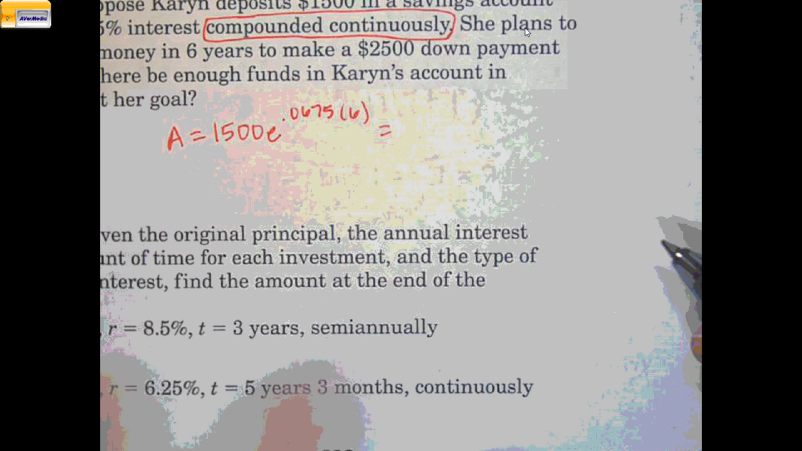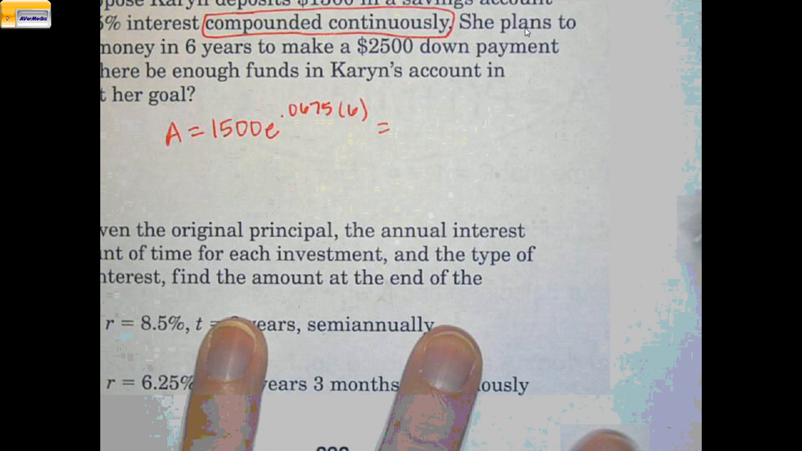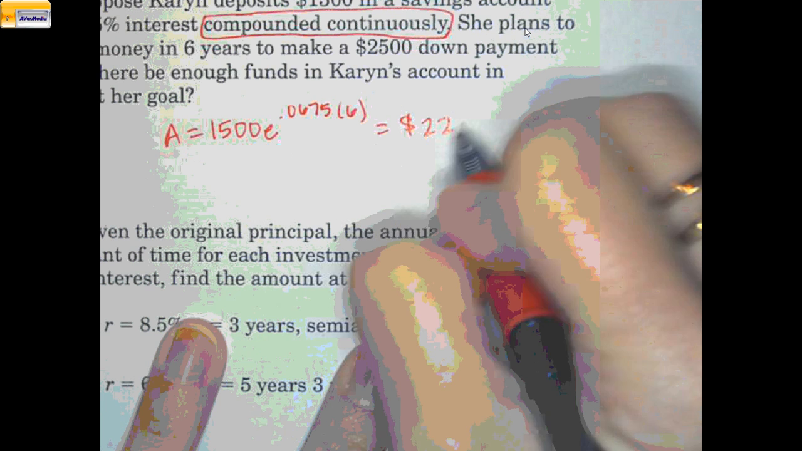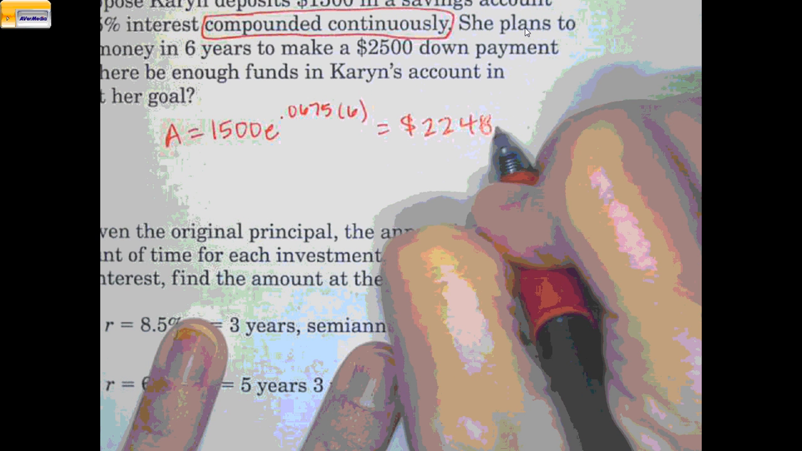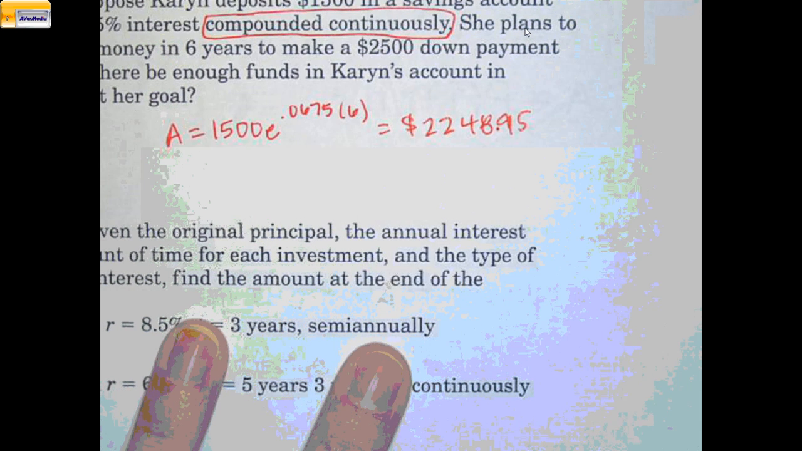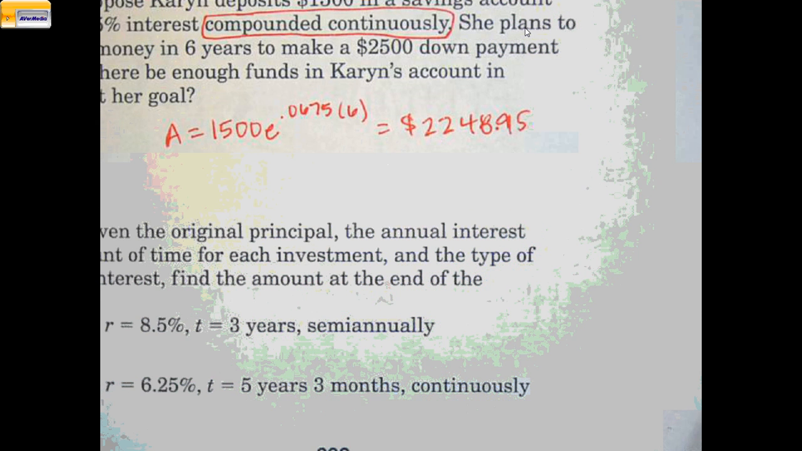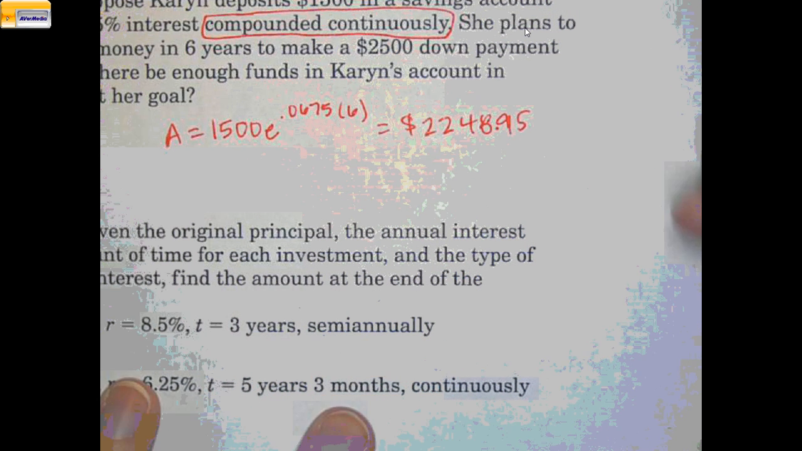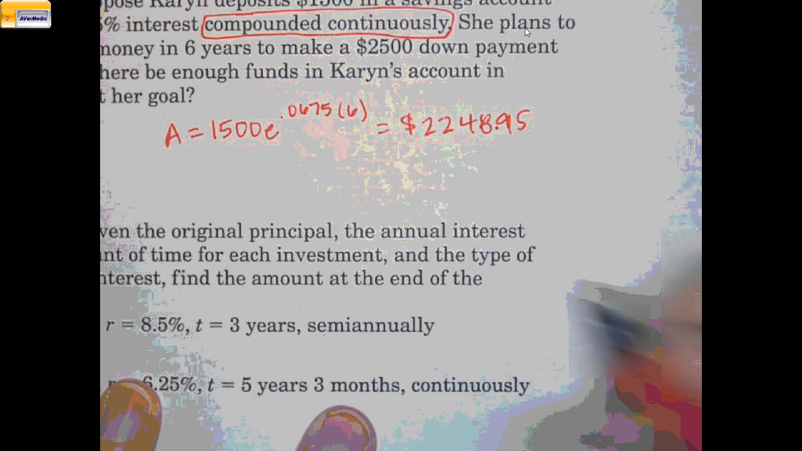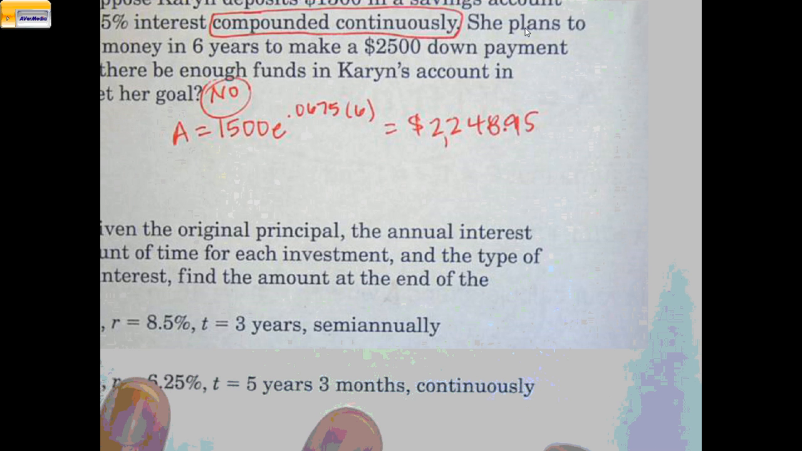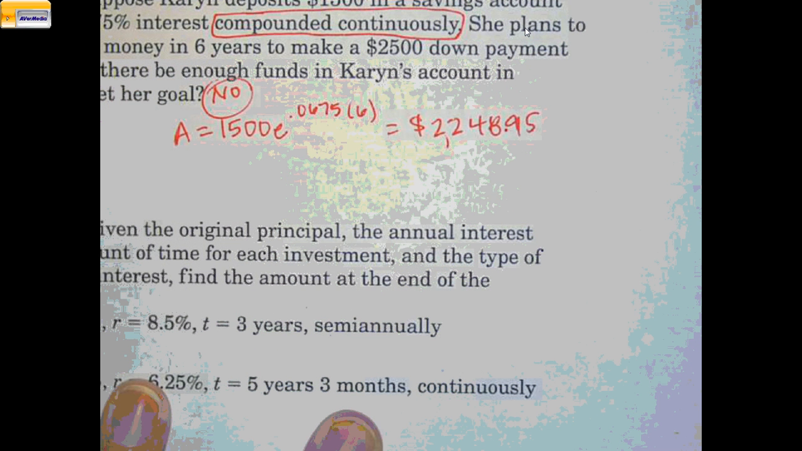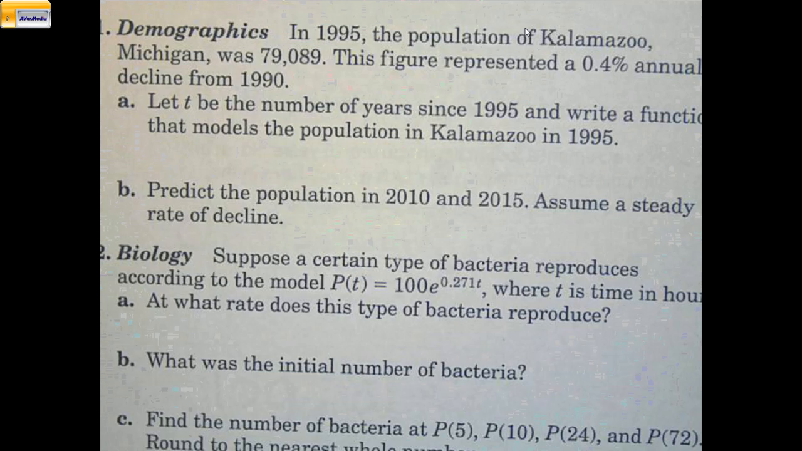Anybody get there yet? What'd you get? Okay. 2248.95, right? So the question says, will there be enough funds in Karen's account in 6 years to meet her goal? No, she doesn't have enough money. Wah, wah, wah. I know. She needs to get a better job, I guess. Sad, sad. Alrighty, let's scooch back up to number 1.